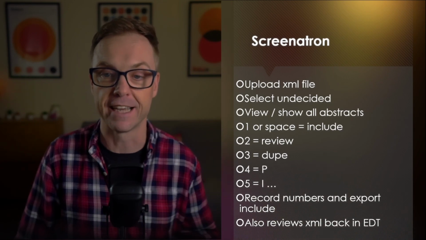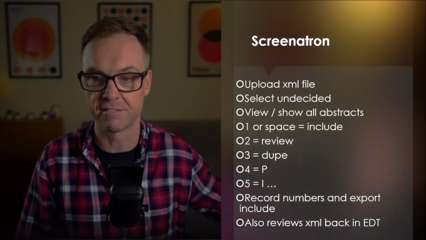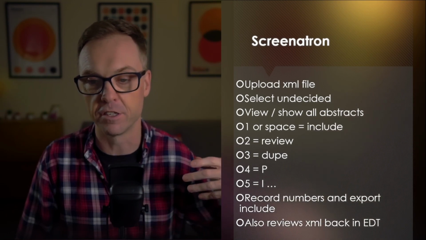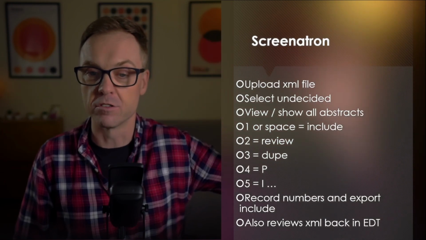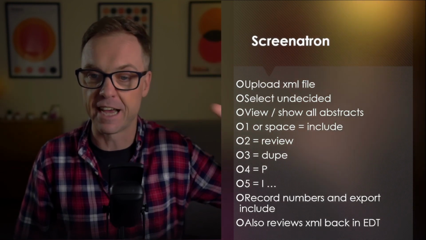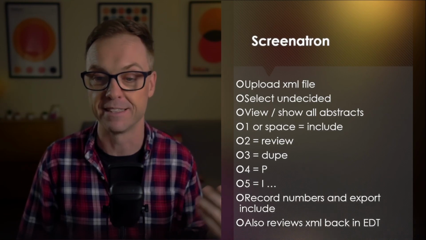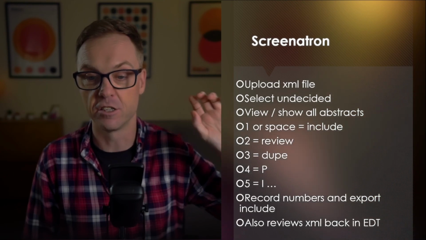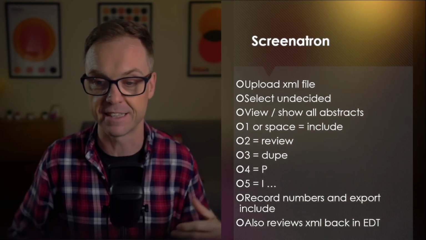To record your screening decisions, you're going to need to go to Screenatron. So open up SR Accelerator and click on Screenatron. Upload your XML file that you've just exported and select undecided. You might want to, whilst you're here, change the library name and save that, because it means when you export your screening decisions, it'll be easy to see. So you've selected undecided, you've hit View, Show All Abstracts, so you can see all the abstracts in there.